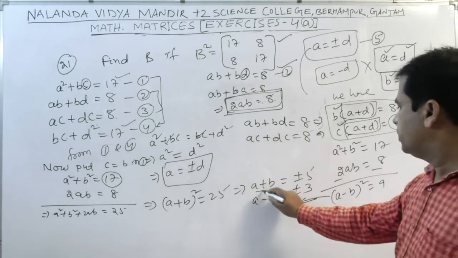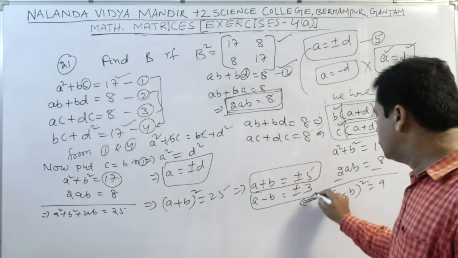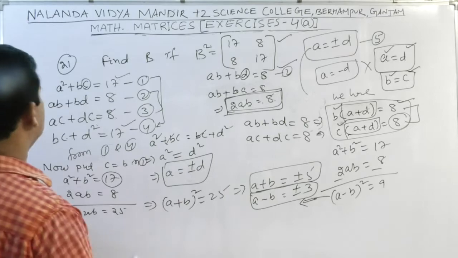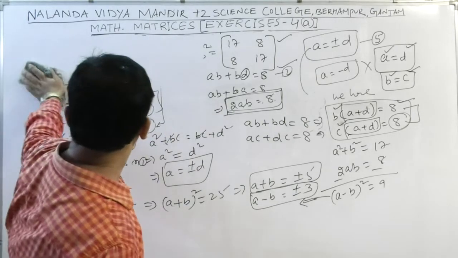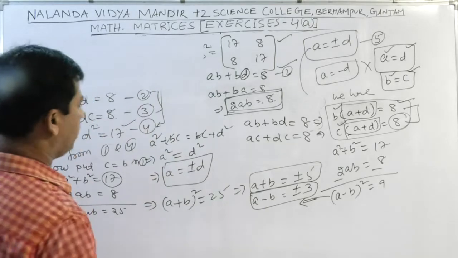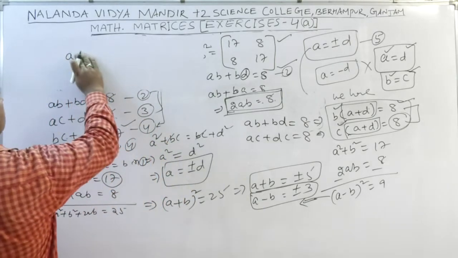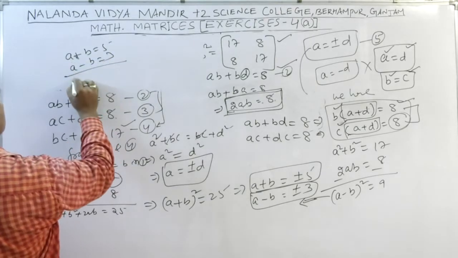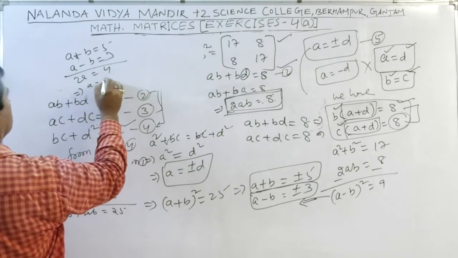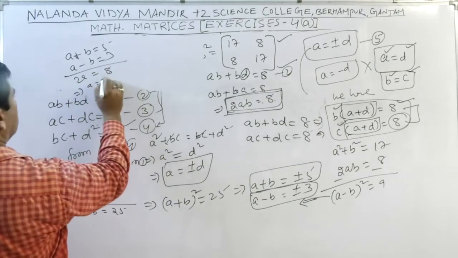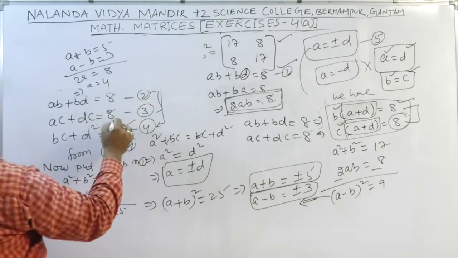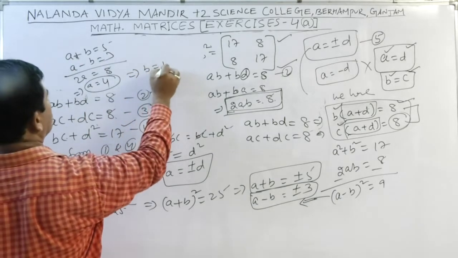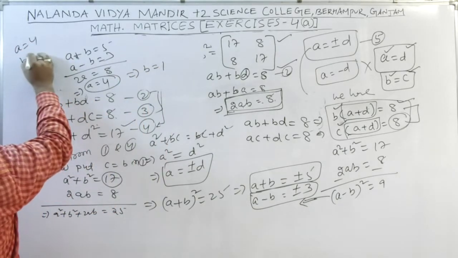A plus B is equal to plus or minus 5, and A minus B is equal to plus or minus 3. If we solve these two, we get A plus B is equal to 5 and A minus B is equal to 3. This implies 2A is equal to 8, so A is equal to 8 by 2, 4. A is equal to 4. Put the value of A is equal to 4, this implies B is equal to 1.